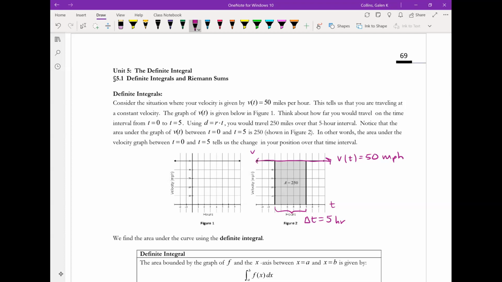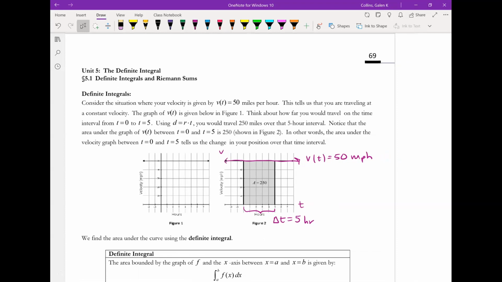So we know how to calculate distance given our velocity, and we could multiply that by our time. Or since our velocity is constant, we could just reason 50 miles per hour for 5 hours is a total distance of 250 miles.